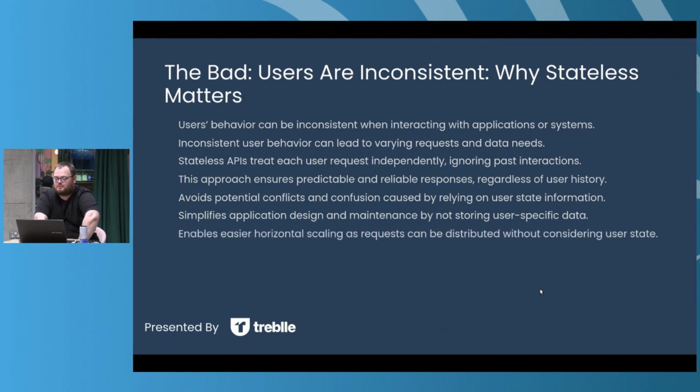It enables easier horizontal scaling because requests can be distributed without considering the state. So you can have 50 servers serving your API if you want to. As long as you're stateless, it's not going to care. The only state that you should consider is whether they're authenticated or not.